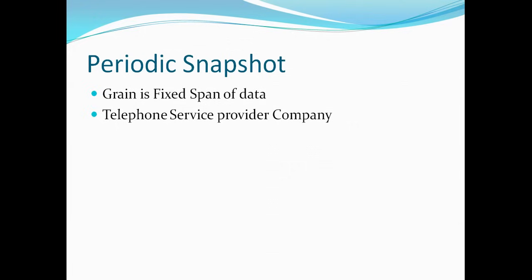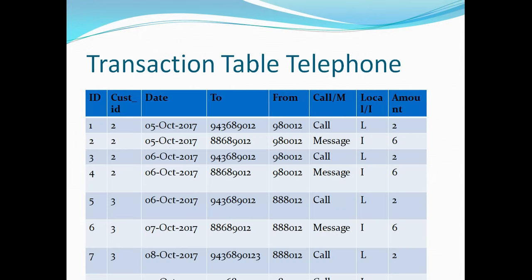For the periodic snapshot table, the grain is a fixed span of data. Now what does that mean? We will understand that with the help of a telephone service provider company example. So this is the transaction table of the telephone service provider company. It captures the details of all the calls made by the customer to a number. Each and every call is a single transaction.